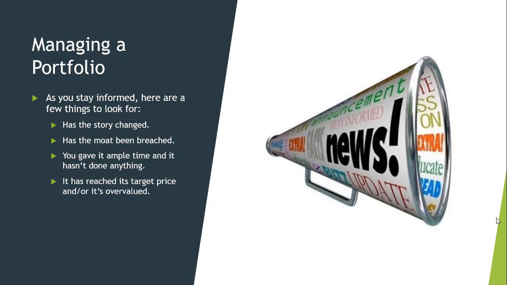Has the story changed? You bought the stock because it was a great company that you understood, probably had a really good management team, and it passed all the items on our checklist. Has that changed since you bought it? Has the moat been breached since you bought it? You gave it ample time and it hasn't done anything. And another thing to look for is has it reached its target price and or is it overvalued.